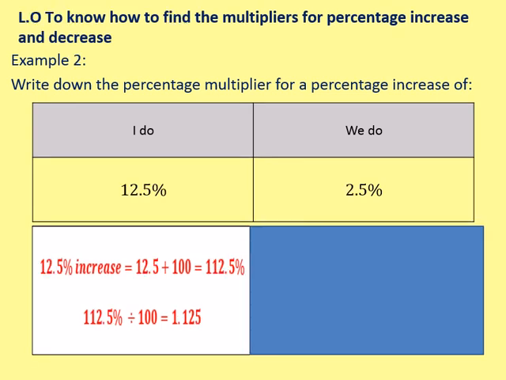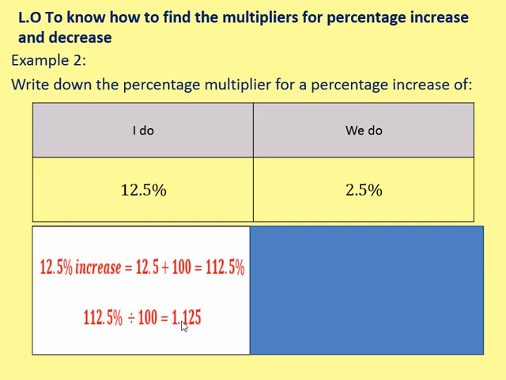Okay, for the last example, you'll notice this one's a little bit different to the previous two because this time we have decimal percentages. Not to be worried, it's still exactly the same thing. We've got 12.5%, so we're looking for a 12.5% increase. So we do 12.5 plus 100, so we're looking to find 112.5%. And then we divide that by 100 to get 1.125 as our multiplier.